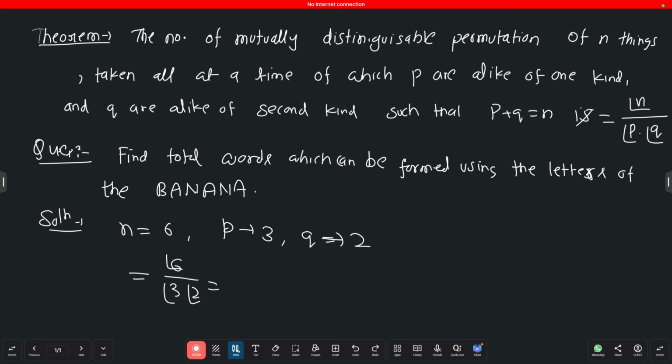Now solve it. 6 factorial means 6 into 5 into 4 into 3, but there is already 3 factorial below, so I will not open it. You have to be a little smart. Because 3 factorial is present downside, and 2 factorial I open, 2 into 1. Then this cancels. 2 fours are 4... the answer is 60. 60 words can be generated.